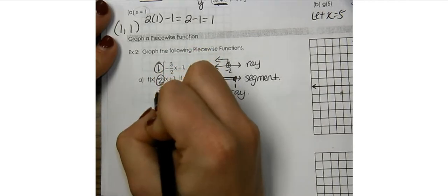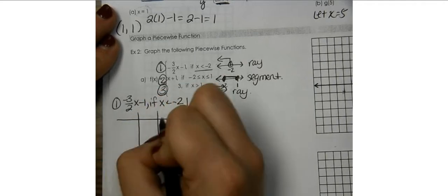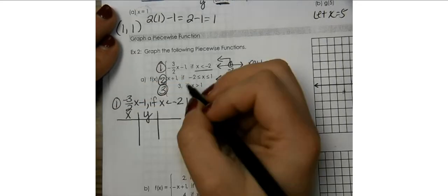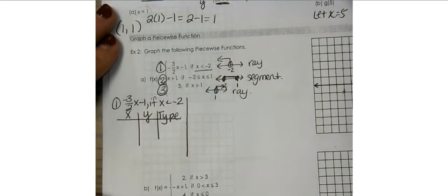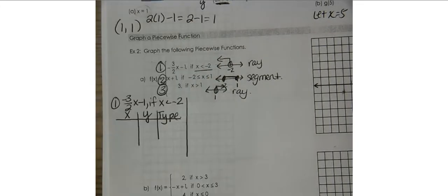So I'm going to label each piece 1, 2, and 3. So working with piece number 1, I have negative 3 halves x minus 1, and that happens if x is less than negative 2. And I'm going to create a table. Just like we did when we were in Algebra 1, we would create tables, and I'm going to call this table x, y, and type. We're going to let x equal certain numbers, and then we're going to come up with our output. And then that's going to represent the ordered pairs that we're going to plot onto our graph.